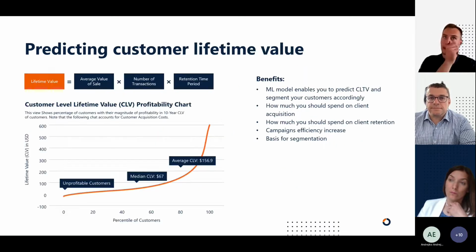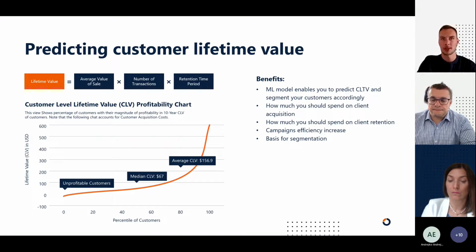So when we take a look at the prediction of customer lifetime value, first of all, we should understand what the lifetime value really is. It's the average value of an order times the number of transactions times the retention period. So with CLTV prediction, we are predicting the average value of sale as well as the number of transactions in the future. When it comes to the retention period, that's mostly the prediction of churn, which I will get to a little bit later. The biggest benefit of this predictive analytics is rank ordering your customers.